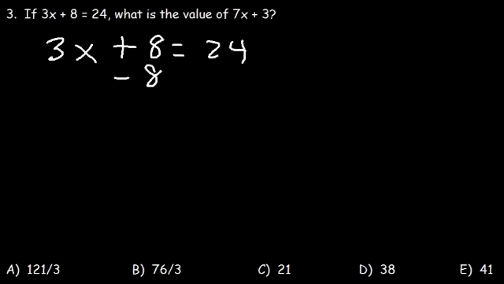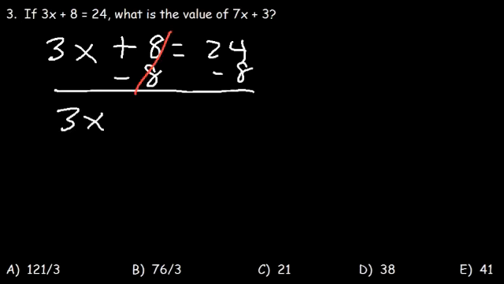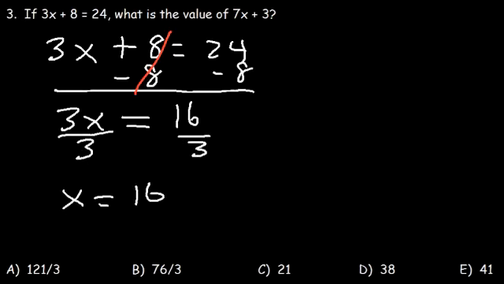So let's subtract 8 from both sides. So therefore, 3x is now equal to 24 minus 8, which is 16. So to solve for x, we need to divide both sides by 3. Therefore, x is equal to 16 over 3. So now we want to find the value of the expression 7x plus 3.